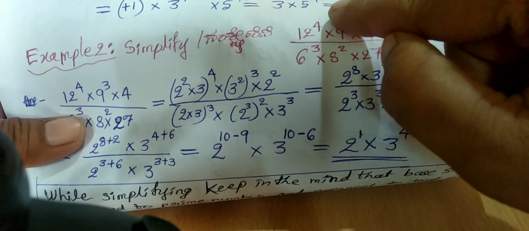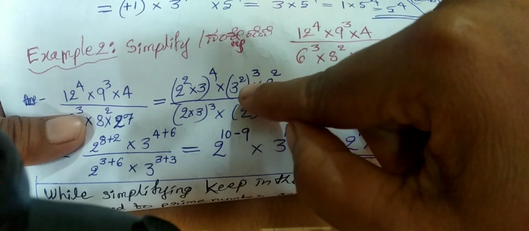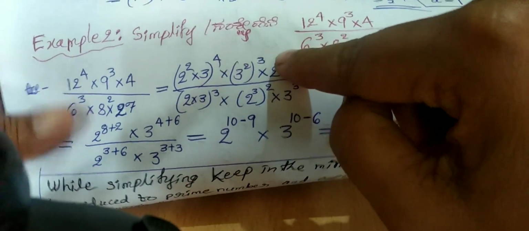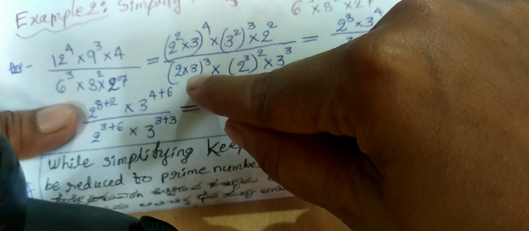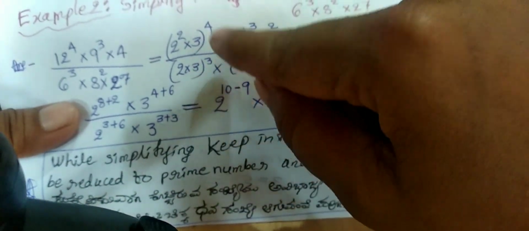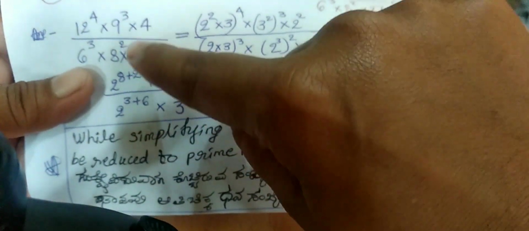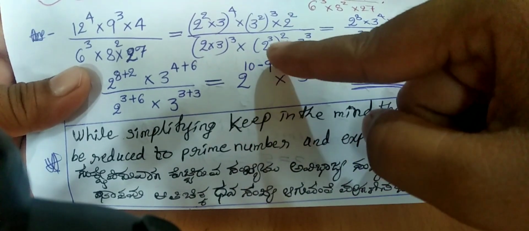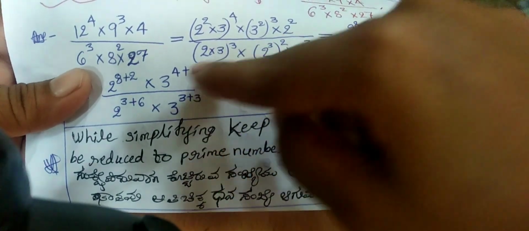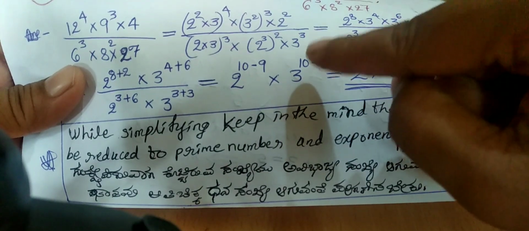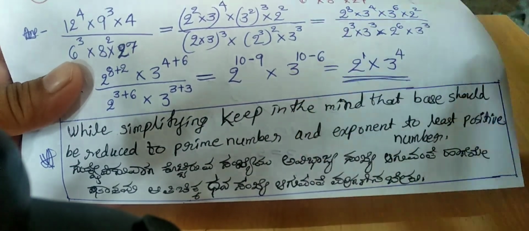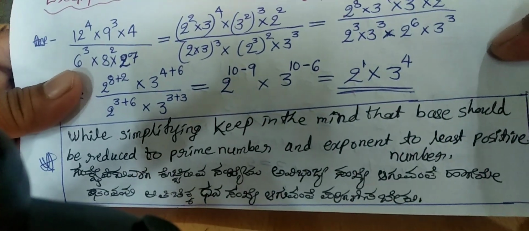Because 12 to the power 4 is asked. 9 means 3 square, so (3 square) the cube it happened. 4 means 2 square, 2 square is considered. 6 means 2 into 3, so we have to take (2 into 3) to the power cube because 6 cube was asked. Like that way, 8 square. What happens for 8 square? 8 square is (2 cube) the square. And 27, 27 means 3 cube. Like that way we have to choose it.